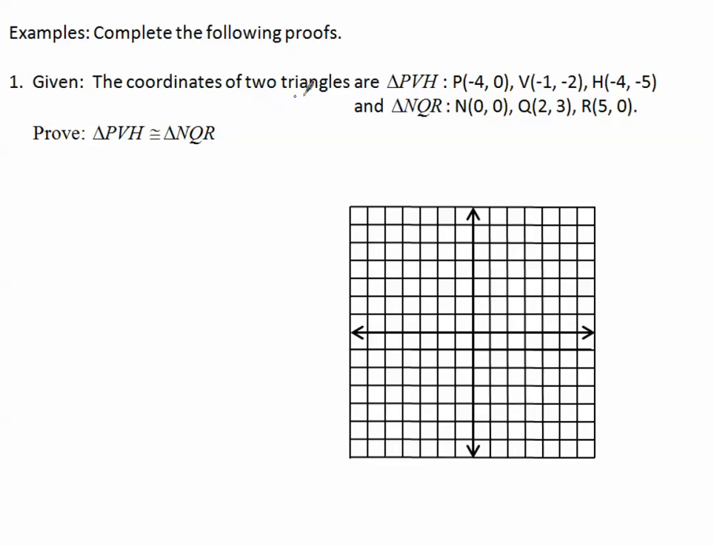Given the coordinates of 2 triangles are triangle PVH, P(-4, 0), V(-1, -2), H(-4, -5), and triangle NQR, N(0, 0), Q(2, 3), and R(5, 0). We need to prove that this makes triangle PVH congruent to triangle NQR. Let's graph the triangles on our coordinate plane first. Let's put these points on and label them as we go.